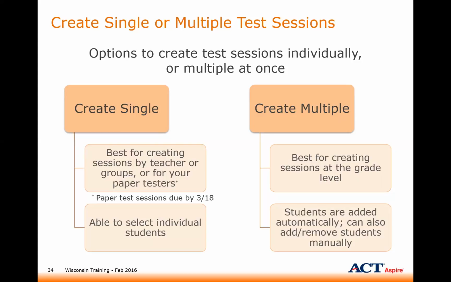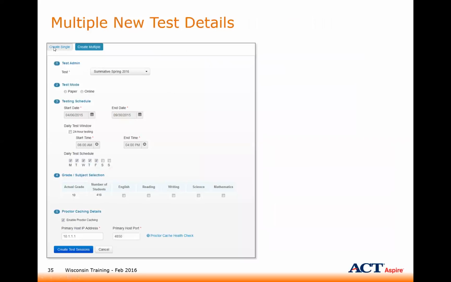In this case, students are going to be automatically assigned to the sessions, though you can still add or remove students manually as you've done in the past. When you create the sessions, we're going to go through the process. You're still going to be able to select the test being given, define your testing schedule, name the session. Well, not name the session, it's going to name it for you, but you can still add or verify your proctor caching details as well. So this is that new tab. So Create Single is the one that you're familiar with from last year. Create Multiple is new for you.